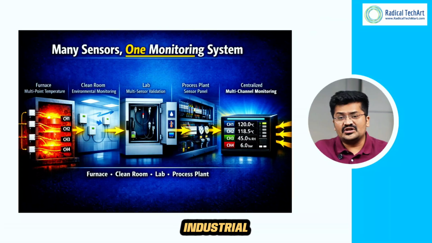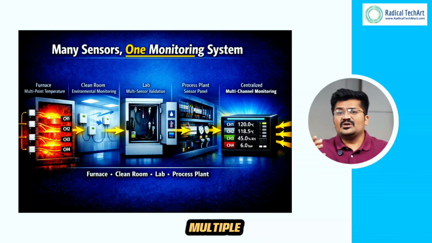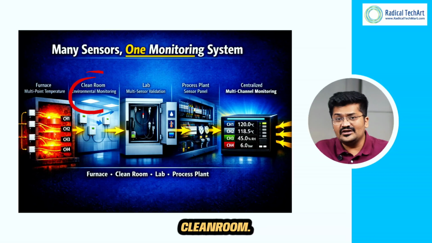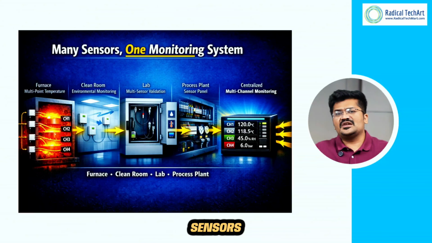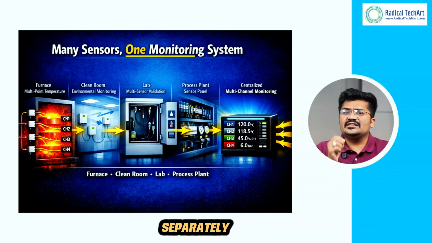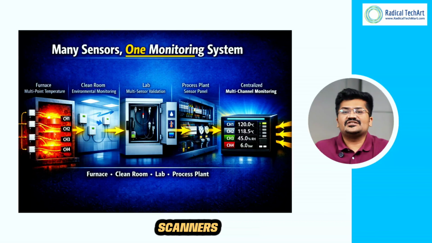In many industrial processes, engineers need to monitor multiple sensors at the same time. For example, multiple temperature sensors inside a furnace, multiple humidity sensors inside a clean room, multiple pressure sensors inside a process plant. Monitoring each sensor separately can be complicated, and this is where multi-channel scanners are used.